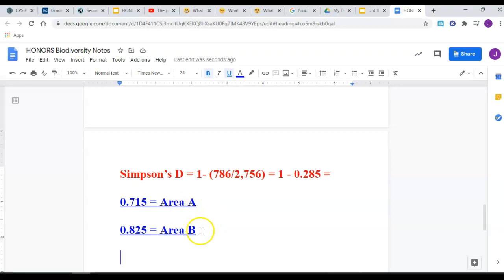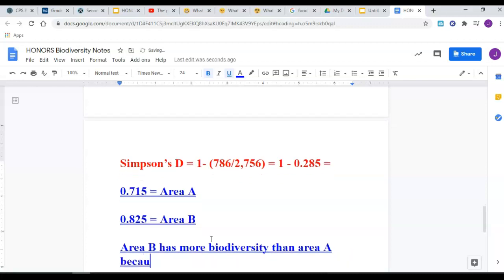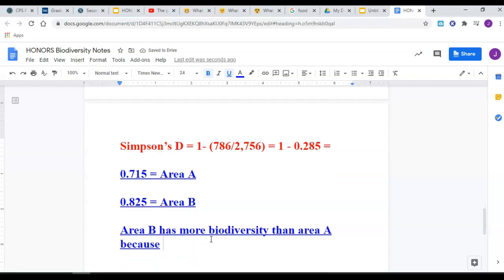Well, you could initially say that area B has more biodiversity than area A because the Simpson's value is closer to 1. Okay. Then you would want to go back and look into the actual numbers we gave you for those two different plots. What is it that makes Area B more biodiverse than Area A?